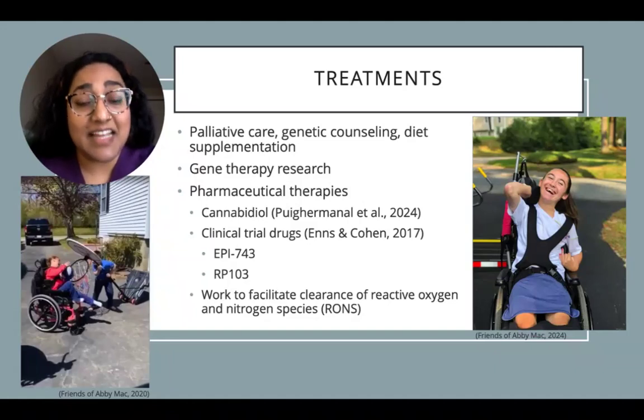In a previous slide, we saw Abby McCurtain at age 4, with her mom explaining that she was almost 5, an age to which many LS individuals do not survive. Abby entered into a clinical trial for EPI-743 shortly after that video.